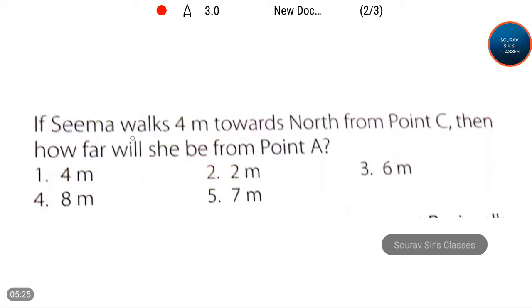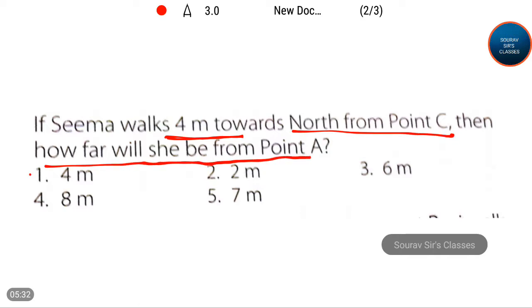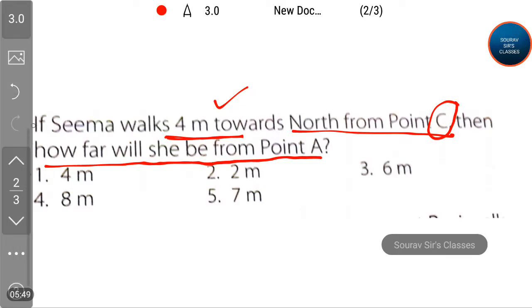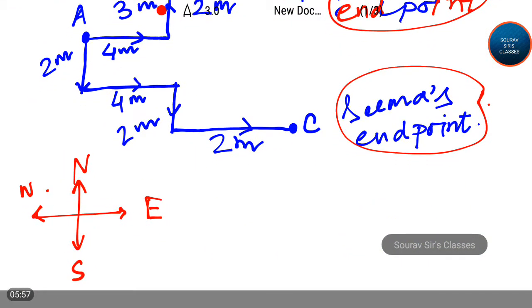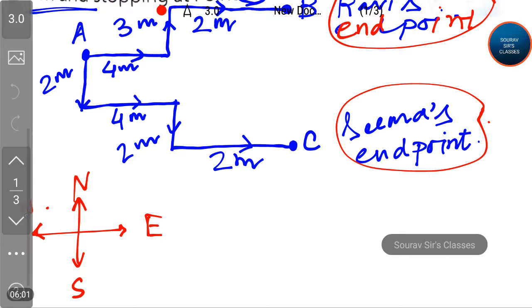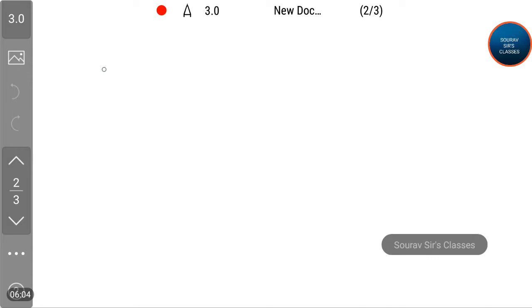The question is, if Seema walks 4 meters towards the north from point C, then how far will she be from point A? So we have to find out that if Seema walks 4 meters towards north from point C, that was her end point, then how far will she be from point A? So we will make this chart again. So this is point A, that was the starting point, and we are here only preparing the movement diagram of Seema.